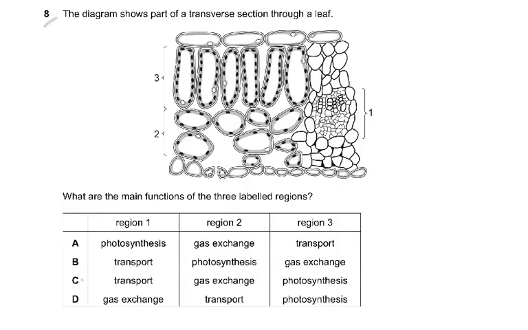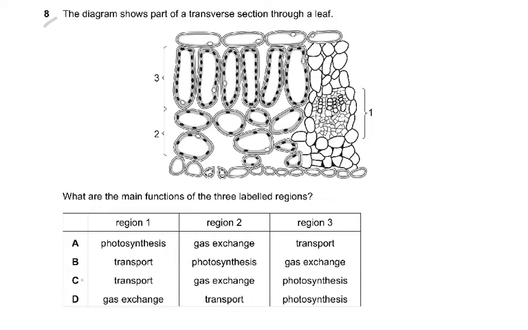Now question number 8. The diagram shows part of a transverse section through a leaf. So we have 1, which is the xylem and the phloem, which is the vascular bundle. 2 is the spongy mesophyll cells or the spongy mesophyll tissue. And then 3 is the palisade mesophyll cells, which of course contain a large number of chloroplasts. The spongy mesophyll contains fewer chloroplasts, and of course in the vascular bundle there are no chloroplasts.